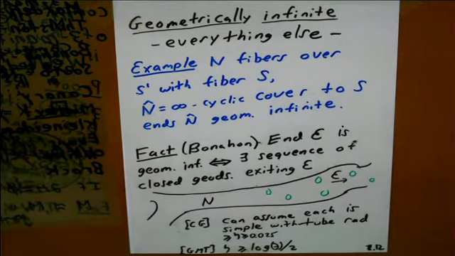So here's an important fact, due to Francis Bonahon, a characterization of geometrically infinite: an end is geometrically infinite if and only if you can find a sequence of closed geodesics exiting the end. That is, a sequence of closed geodesics living in the end with the property that for any compact set, only finitely many will hit that compact set.